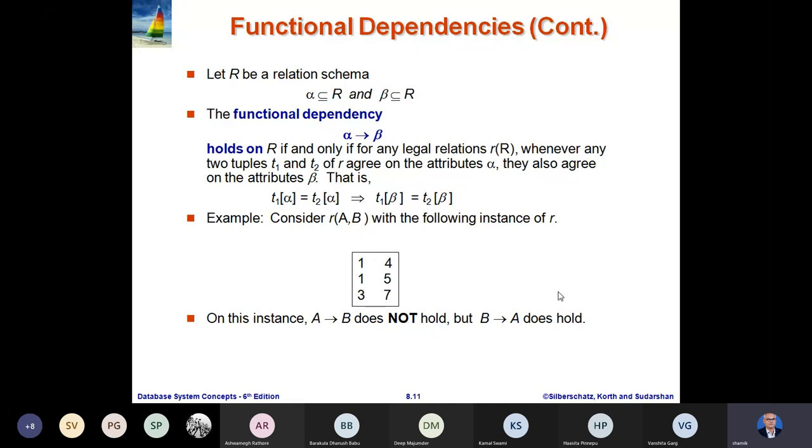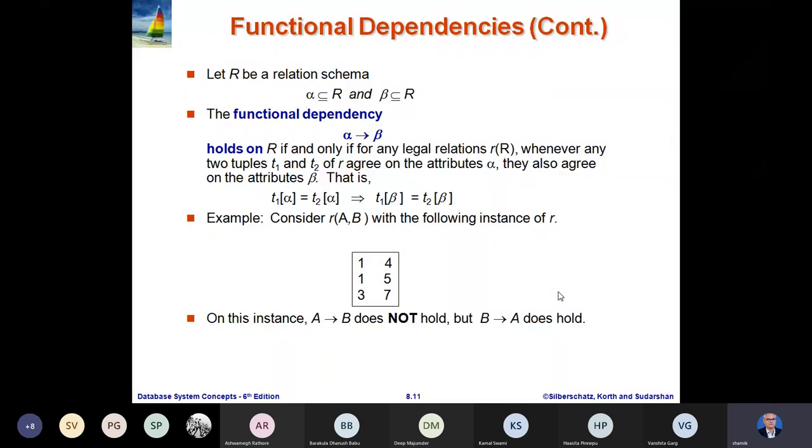Here, when we write A in uppercase, we denote a single column, and when we write in lowercase Greek letters, we denote a set of columns. So this notation should be clear. Usually we denote a set of columns with Greek symbols like alpha and beta, and we denote single columns with uppercase English letters.